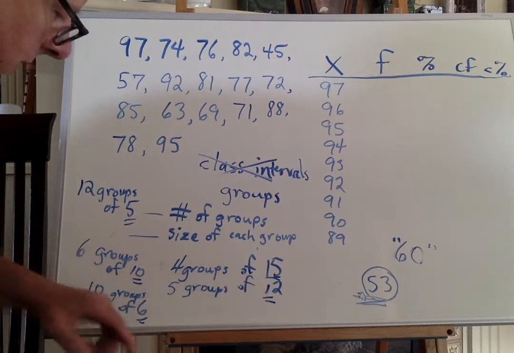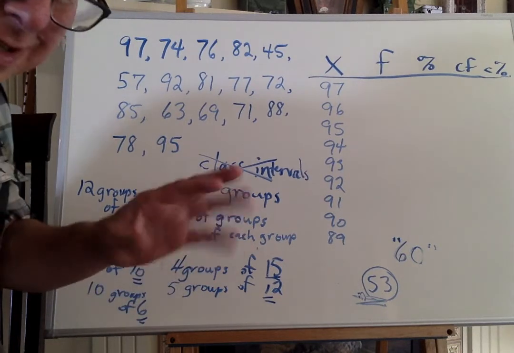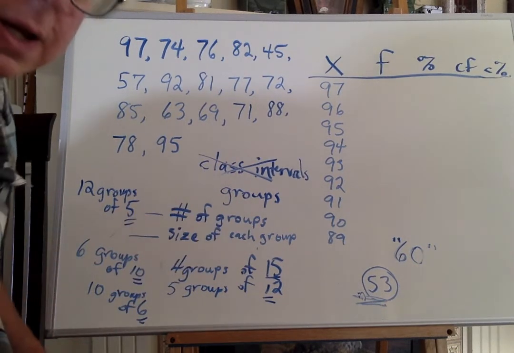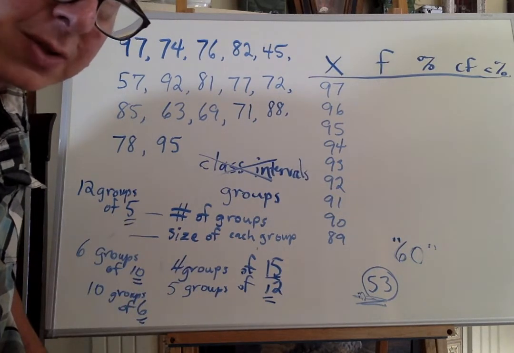12, not so nice. 10 is nice. 5, 6, not so nice. 15, I'm not sure. And by the way, this is also not an absolute.